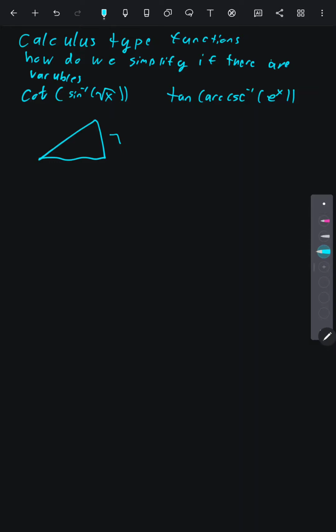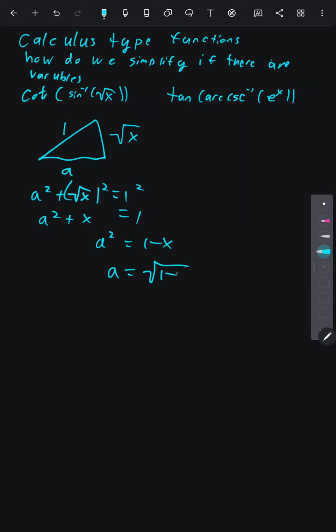We're going to designate the opposite side and the hypotenuse. We are then going to solve for the length a, so a squared plus the square root of x squared is equal to 1 squared, which really just means that a squared plus x is equal to 1. So we can solve for a squared, which is going to be 1 minus x. So a is going to be the square root of 1 minus x. So we now have that as our a value.